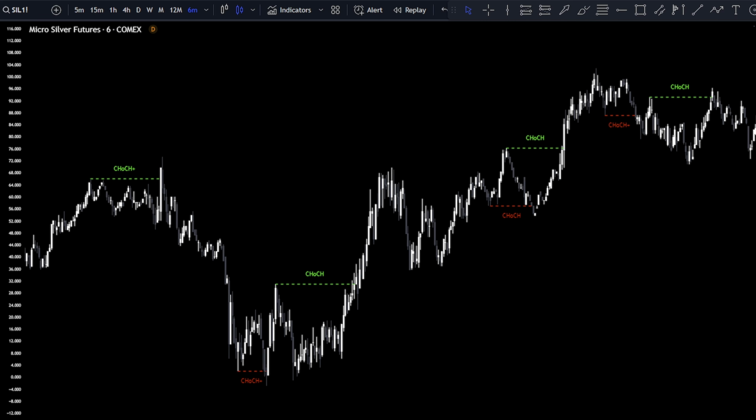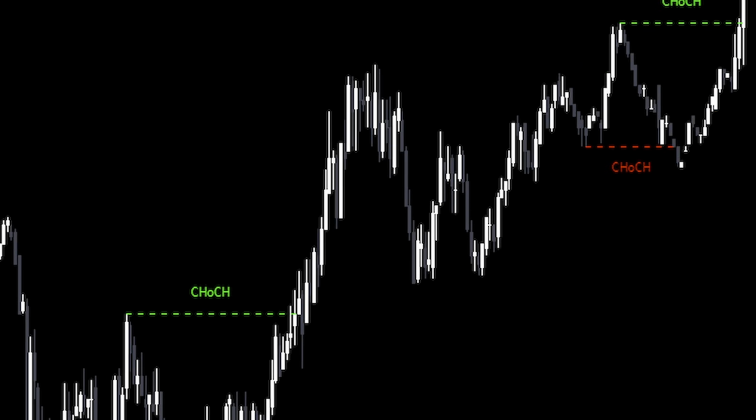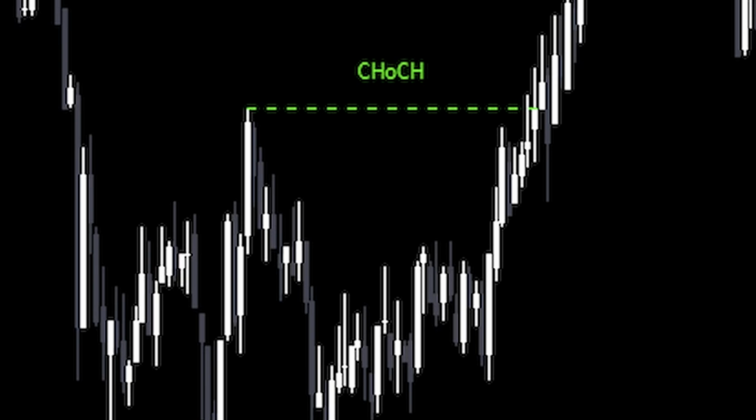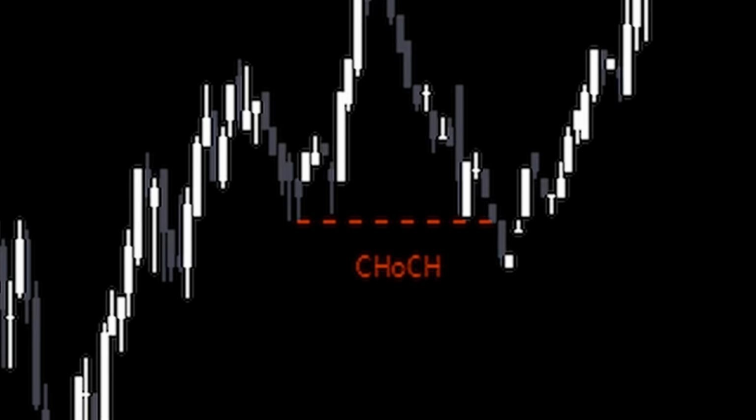Now, there are two types of CHOCHs, a leading CHOCH and a supported CHOCH, also called CHOCH plus. First, there's the leading CHOCH. A leading CHOCH appears without any prior signs of reversal in the trend. For example, in an uptrend, there is no failed attempt to make a higher high, and in a downtrend, there is no failed attempt to make a lower low.